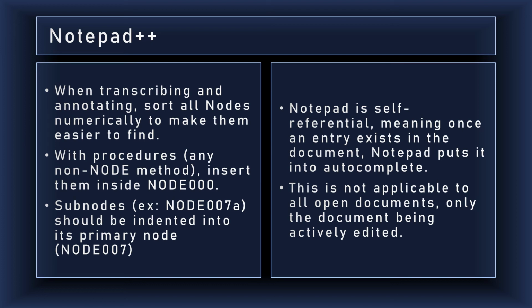Notepad is also self-referential, meaning that once an entry exists in the document, Notepad puts it into autocomplete. So if you have a name that's long or if it's awkwardly spelled, you start typing it, it should show up as an autocomplete option. This can be really annoying when you're first getting started, because if something is spelled wrong, you have to spell it correctly first for Notepad to know what you're doing. It doesn't have a spell check in and of itself, but once you start putting in the correct entries or correct spellings or correct punctuation, just apostrophes and stuff, those updated objects will be available to you.